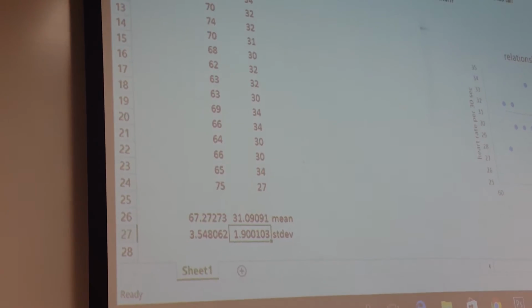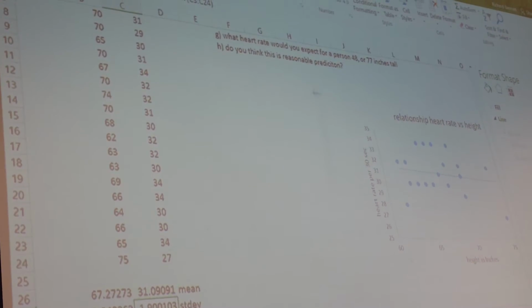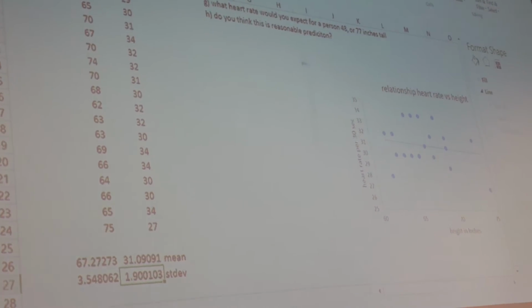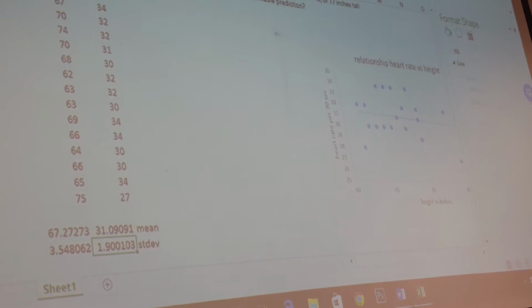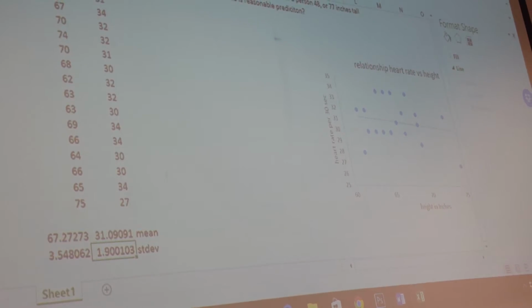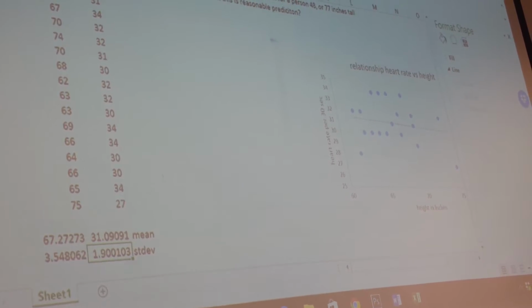What's the code on Excel for the standard deviation? STDEV.